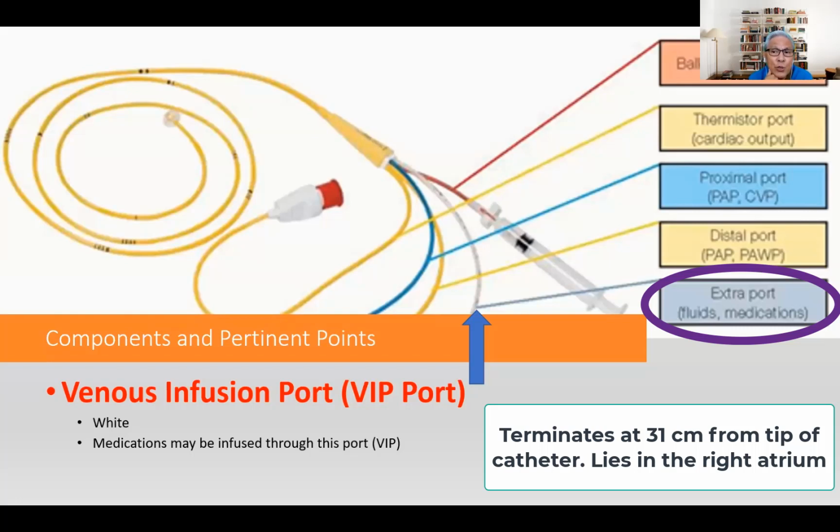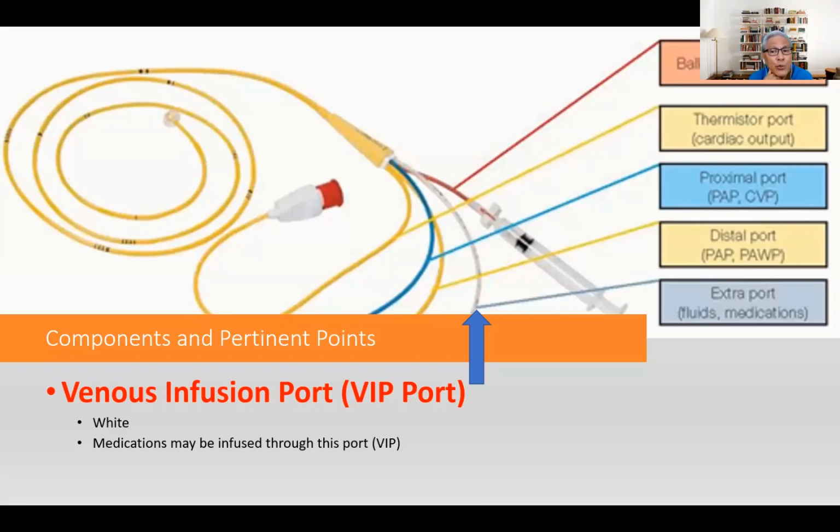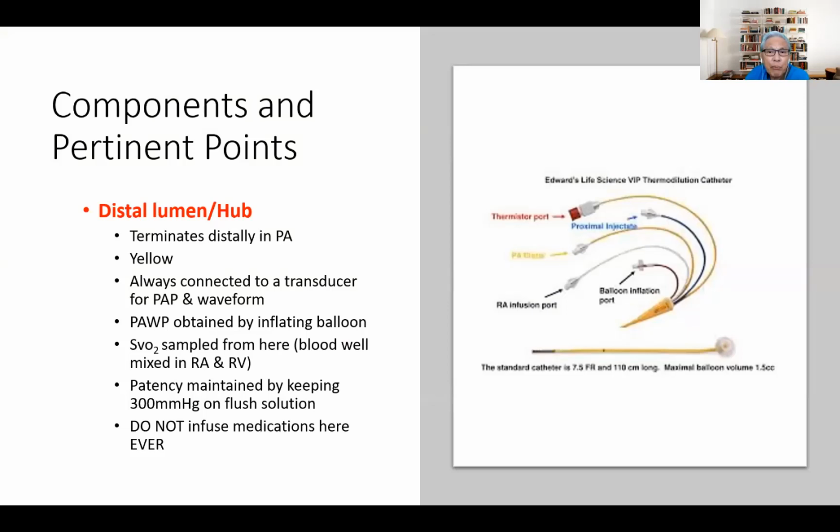This port is used for infusion of medications. You can use this particular port for medication drips. Actually, you could administer medication as soon as venous placement of the introducer has been confirmed by pressure measurements. The other port is going to be your yellow port.